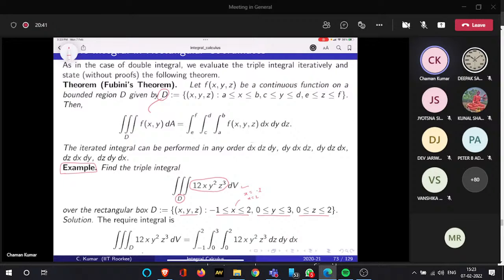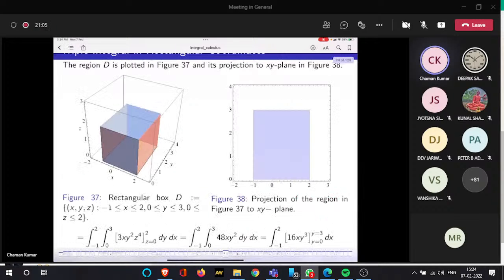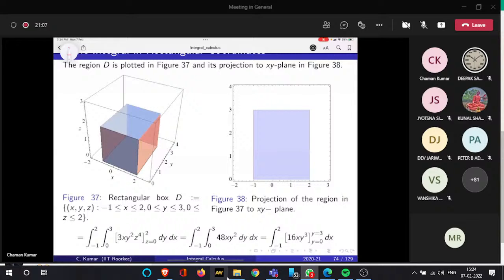So you identify x is equal to -1 and put a plane there. And similarly, x is equal to 2, you put a plane there. Then from the limits of y, you have y is equal to 0, y is equal to 3. From limits of z, you have z is equal to 0 and z is equal to 2. So plot these planes on the graph. This gives you figure 37.